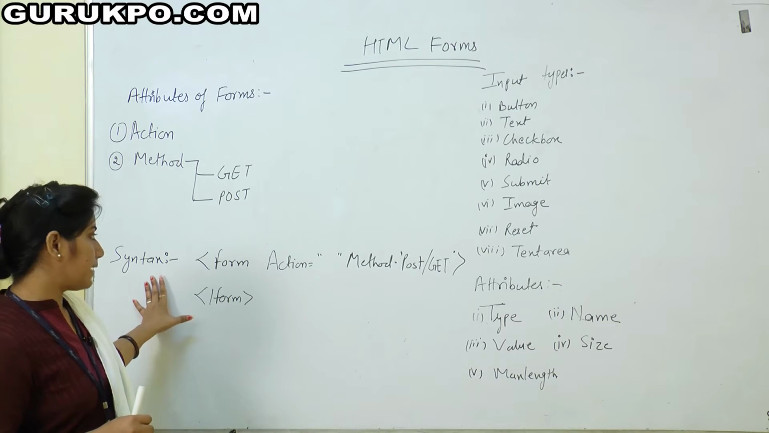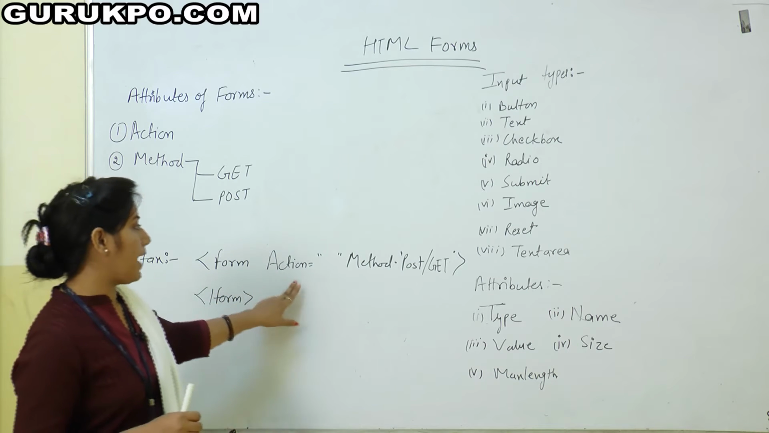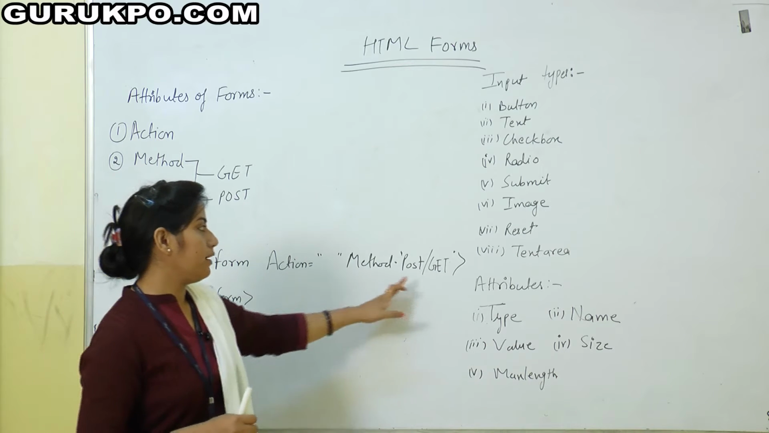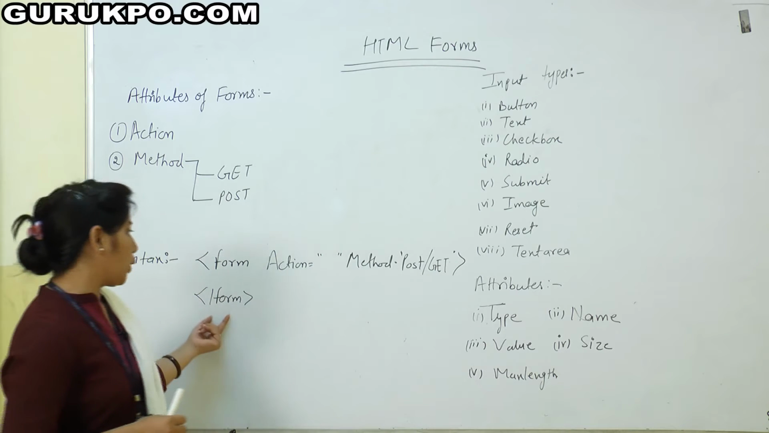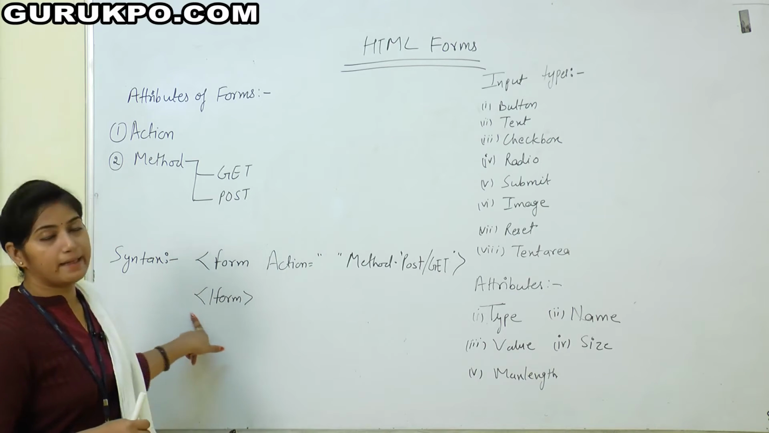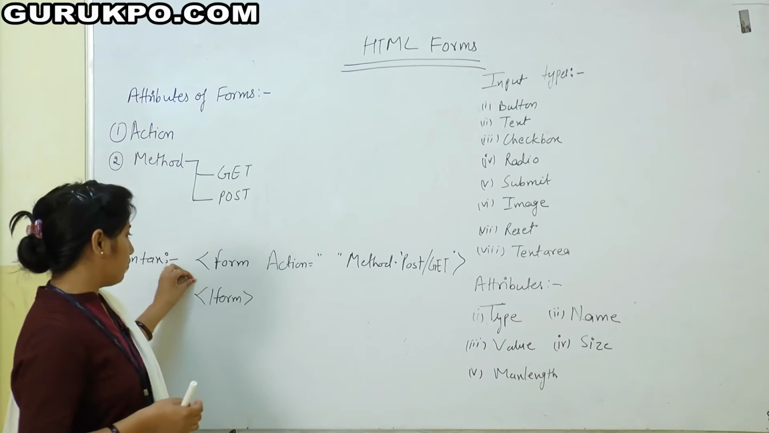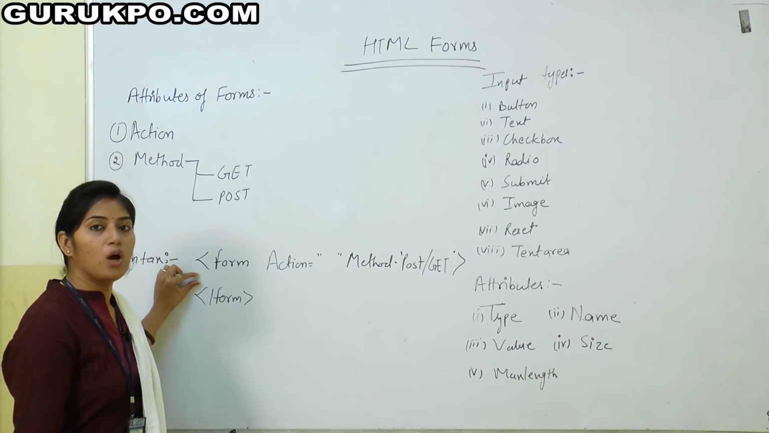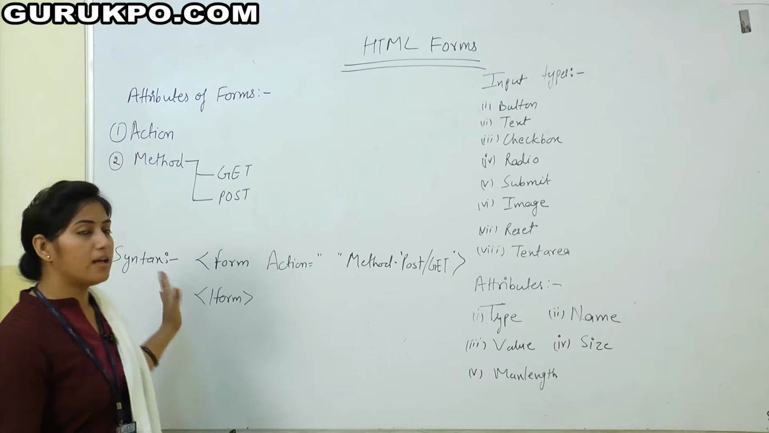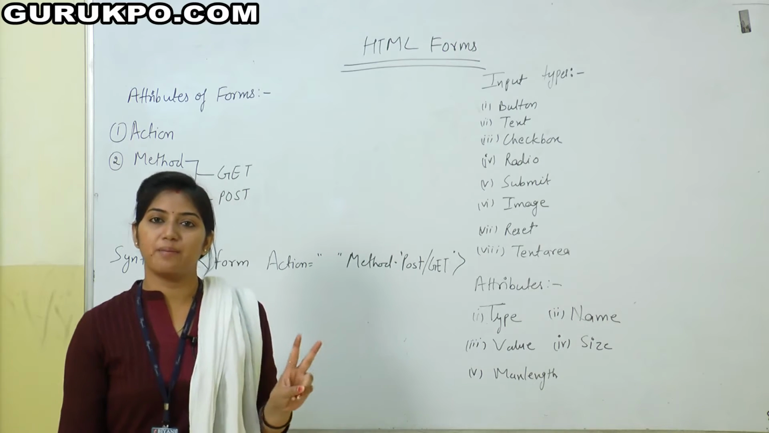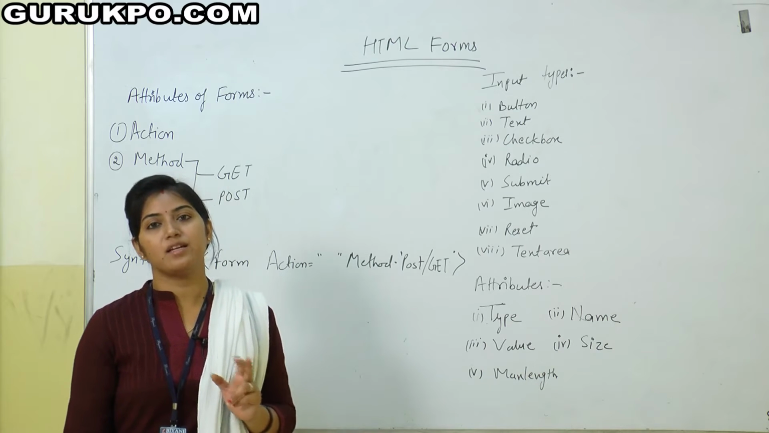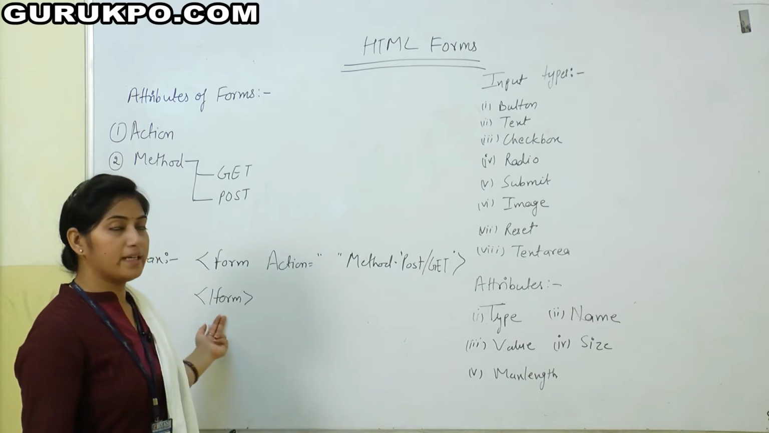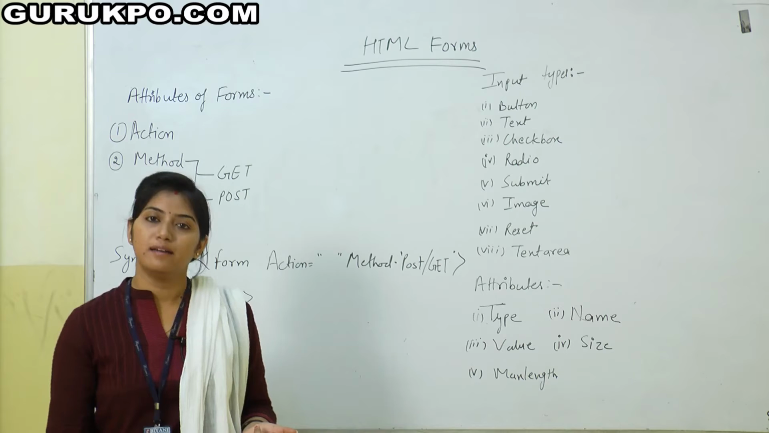Then there is the syntax of the form: action, whatever we want to perform after submission of the form, we put here; method, it can be post or it can be get; and the closing form tag. It is the syntax of the form's start. In between these tags we can put different types of elements to create our registration form. As we know, there are two types of tags in HTML. The first one is the container tag and the second one is the empty tag. The container tag has a starting and a closing tag. So we can say the form tag is a container tag.